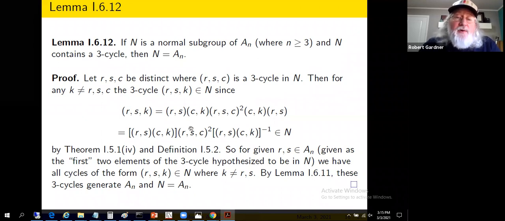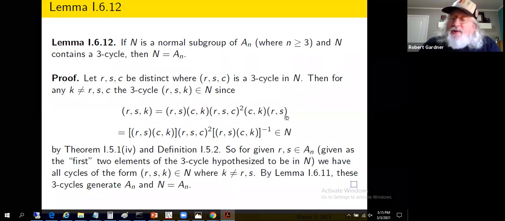Let's bracket those off. On the left, we've multiplied by this thing here. By the way, that's a product of 2 transpositions, whatever it is. It's an even permutation. It's an element of A sub n. And on the right, we've multiplied by the inverse of that. We've got RSCK times CKRS. These are inverses of each other because we've got distinctness.